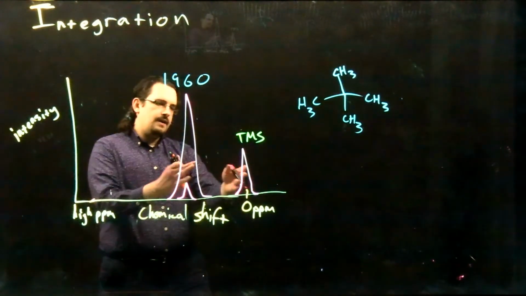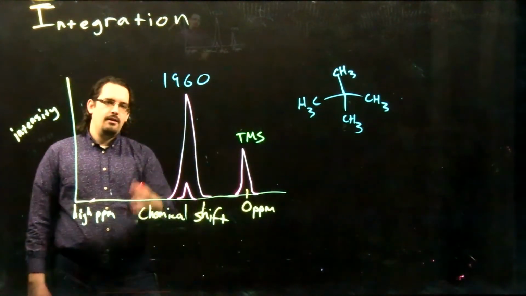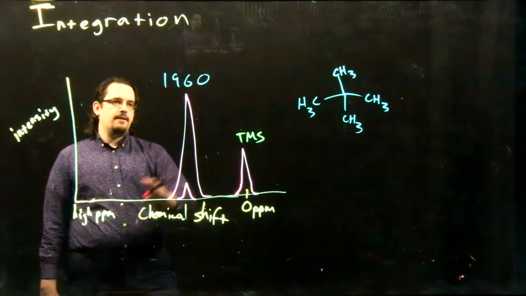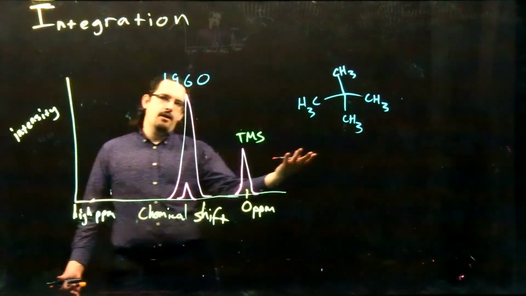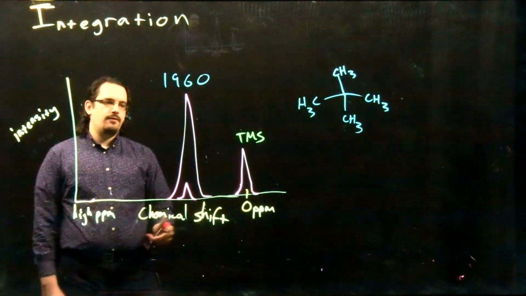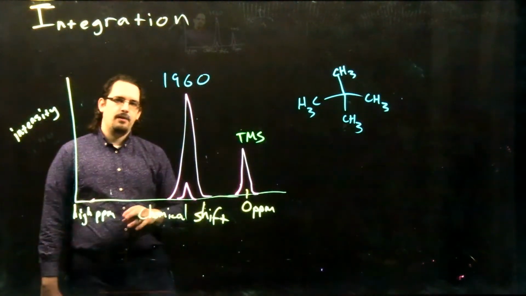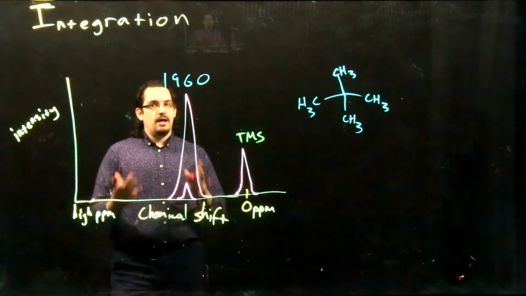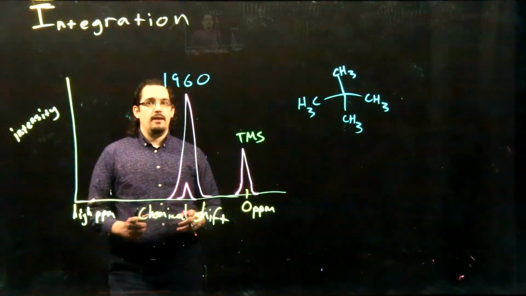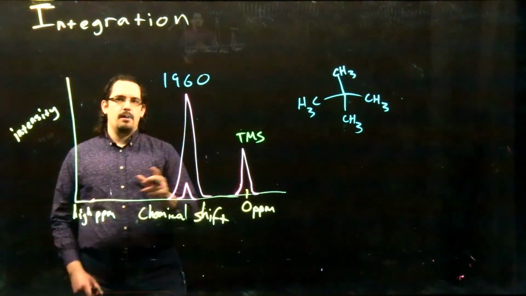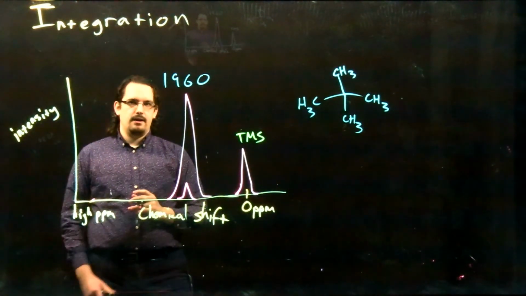So we can't compare the size to TMS, and we have no other groups of proton peaks to compare this to. We just know that we have only one group of hydrogens with the same chemical environment, but we can't know for sure the exact number of hydrogens. So again, integration doesn't tell us the exact number of hydrogens in our molecule. What it does tell us is the relative numbers of hydrogens in each of our peaks if we have multiple different peaks in our NMR spectrum.